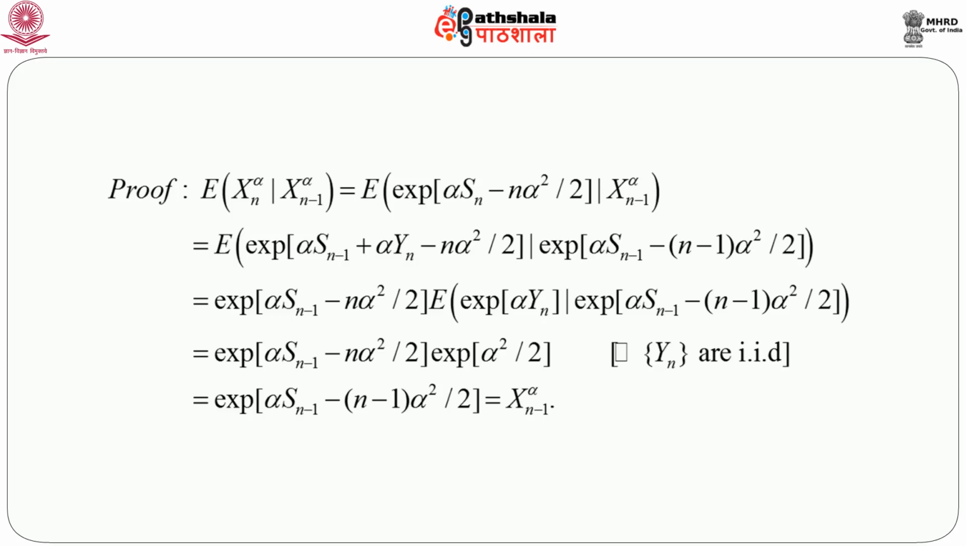X_{n-1}^alpha. Now, just for the sake of simplicity, X_{n-1}^alpha is nothing but exp(alpha S_{n-1} minus (n-1) alpha squared by 2), and a little bit of manipulation will give us the expectation of exp(alpha S_{n-1}), because conditioning on S_{n-1}, this S_{n-1} is constant, so we can keep it outside the expectation, times the expectation of e to the power alpha Y_n given something related to variables up to n minus 1. Now, since the Y_n are IID, naturally Y_n and Y_1, Y_2, up to Y_{n-1}, and hence Y_n and S_{n-1}, are independent.